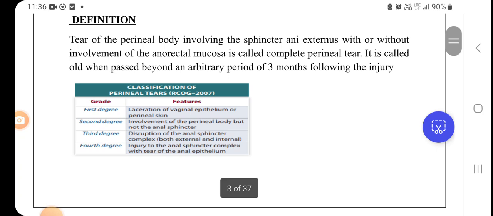Next we will see the classification of perineal tear. It is classified into 4, that is first, second, third and fourth degree. First degree: laceration of the vaginal epithelium or perineal skin. Second degree: involvement of the perineal body but not the anal sphincter. Third degree: disruption of the anal sphincter complex, both external and internal. Fourth degree: injury to the anal sphincter complex with tear of the anal epithelium.